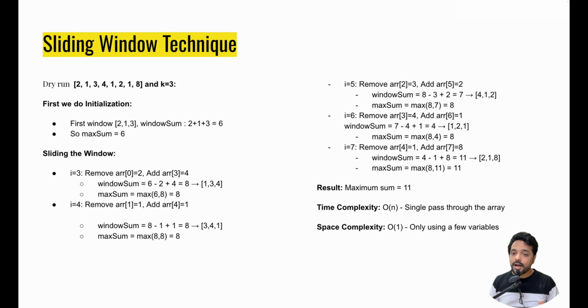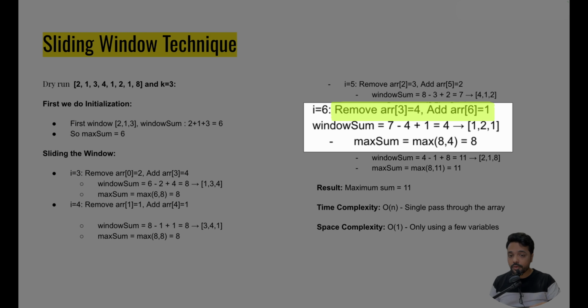Slide 4 is i equals 6. Window shifts from 4 1 2 to 1 2 1. We remove array[3], which was 4, and add array[6], which is 1. Window sum is 7 minus 4 plus 1, which is 4 for the window of 1 2 1. And max sum is maximum of 8, 4, which is 8. Nope, still not beating our record.